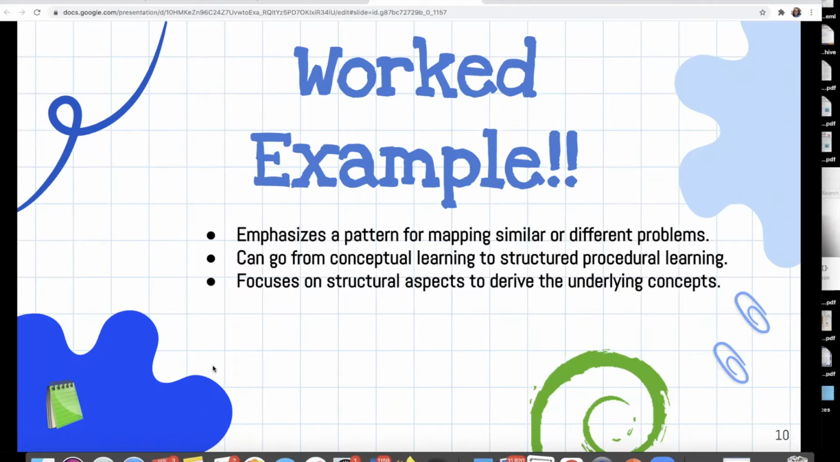It can go from conceptual learning, which is what we just talked about, to that structured procedural learning. Procedure, there's nothing wrong with procedure. We want our kids to learn a procedure, but we want them to understand why the procedure works, not learn the procedure first and then understand why it works.